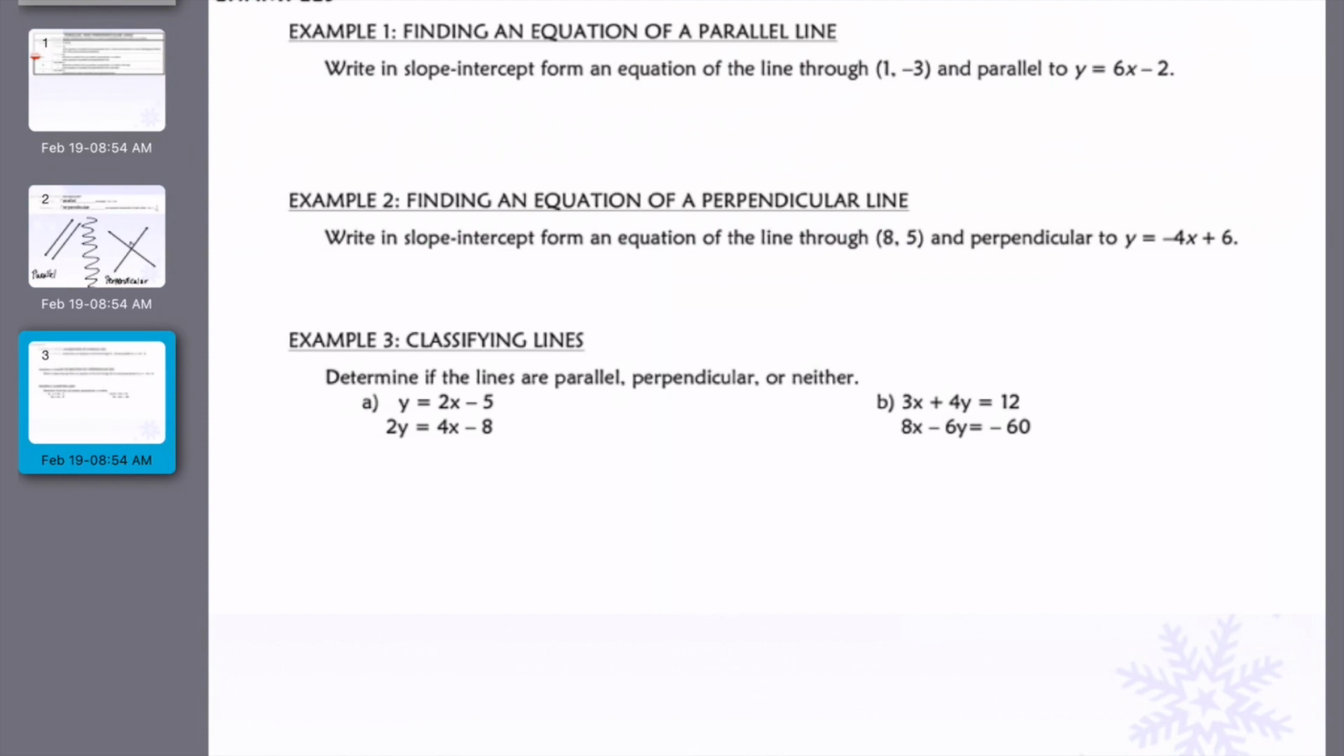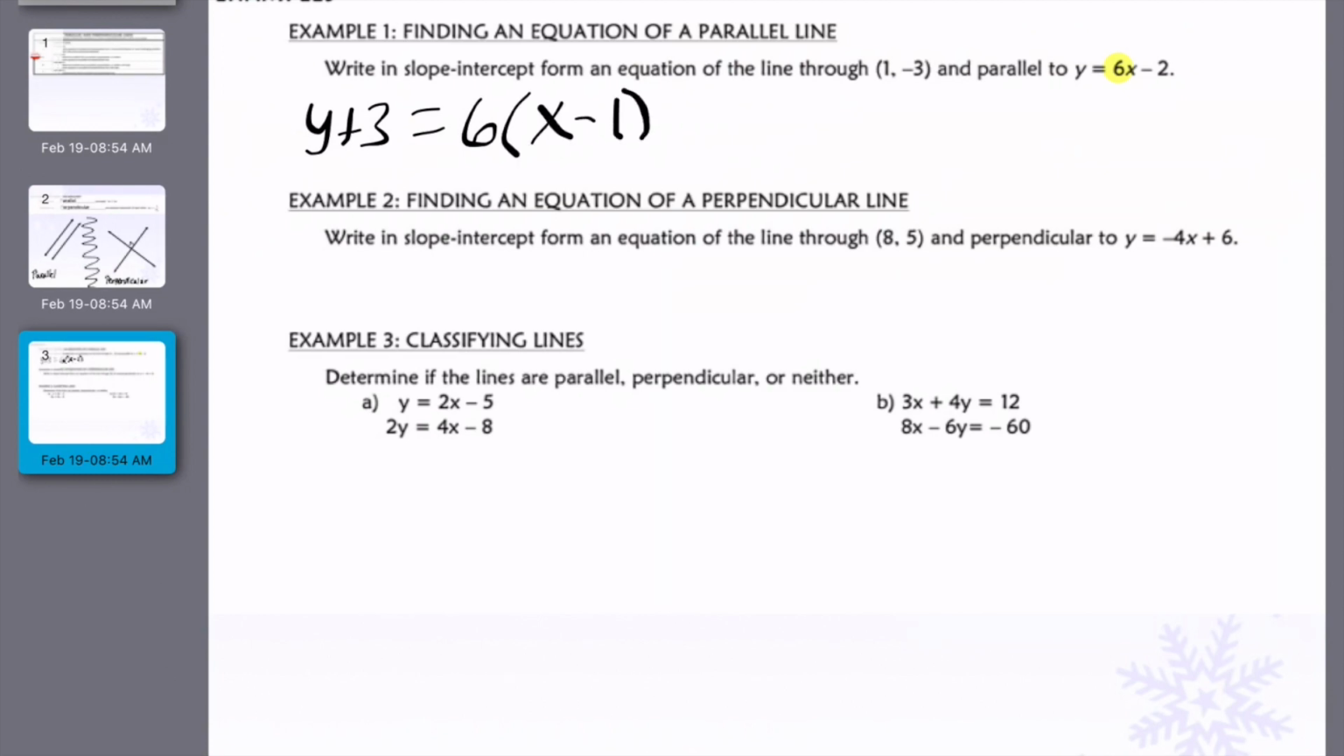So write in slope-intercept form an equation of the line that goes through (1, -3) and is parallel to y equals 6x minus 2. Well, it looks like I'm going to have a slope and a point, so I should probably use my point-slope formula. So I'm going to have y plus 3 equals my slope. Since it's parallel, I need to look for my slope in my other line.